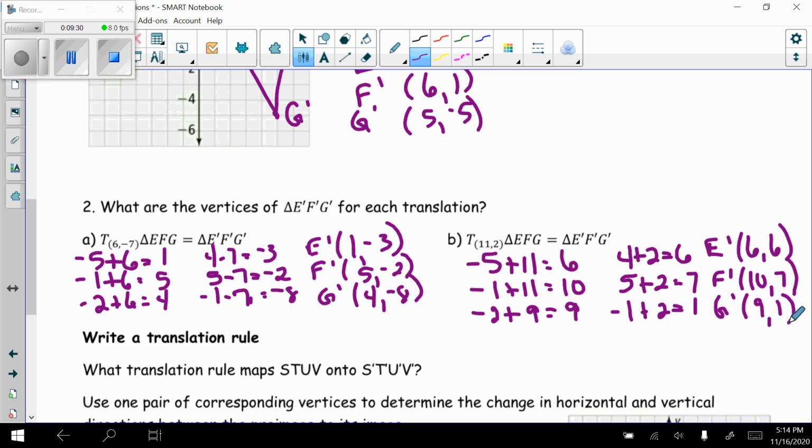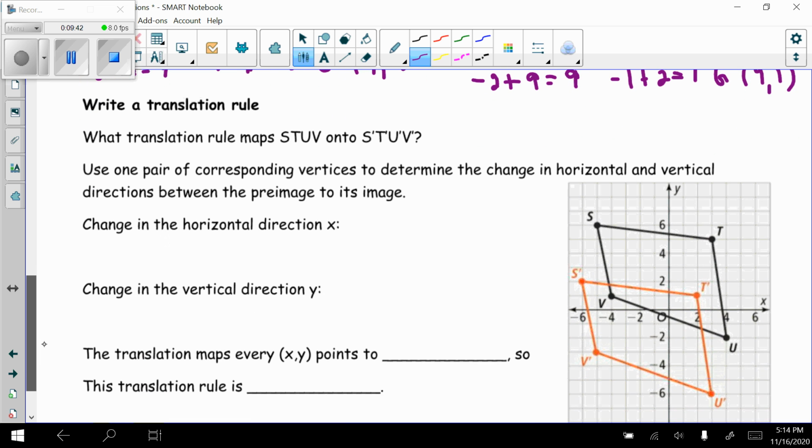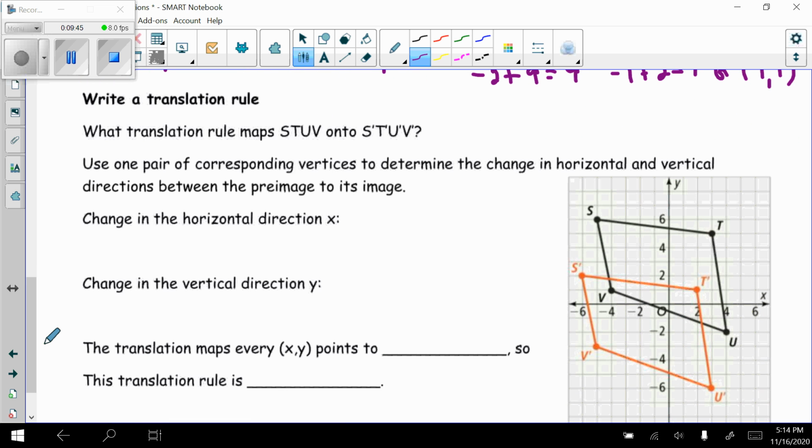So that's all there is to finding the vertices of a translation. Not too bad, right? If it's a positive number, we add it. If it's a negative number, we subtract it. So now we're going to look at writing the translation rule. So it says write a translation rule that maps STUV onto S prime, T prime, U prime, V prime. So here I'm just telling you how we're going to do that. We're going to use one pair of corresponding vertices to determine the change in horizontal and vertical directions between the pre-image to its image.